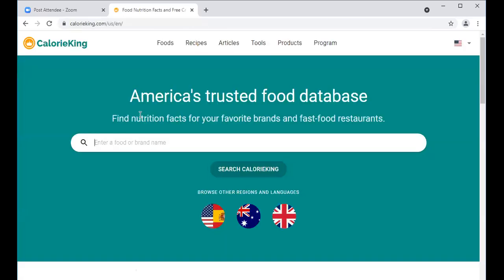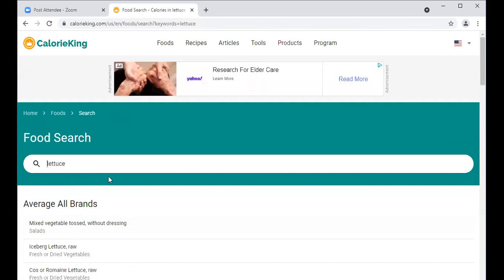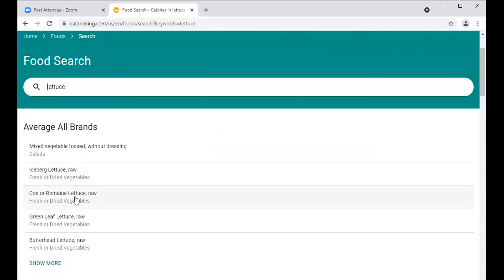So we'll go to their website, and here I can type in lettuce. This is fun because a lot of people think lettuce is completely carbohydrate free. But if I'm making a salad, I will use iceberg lettuce.